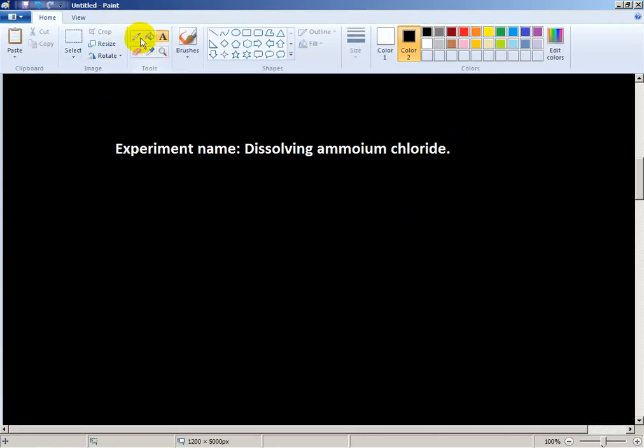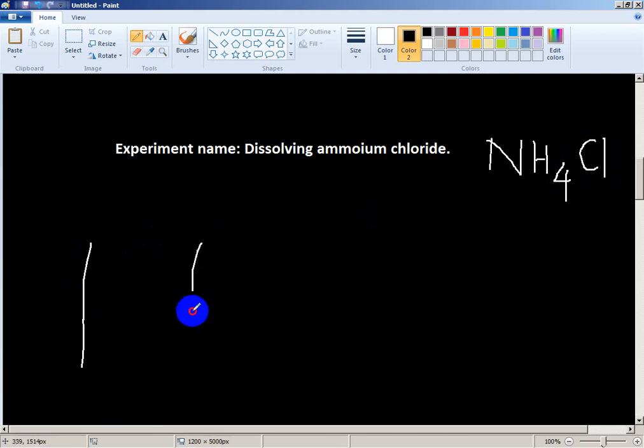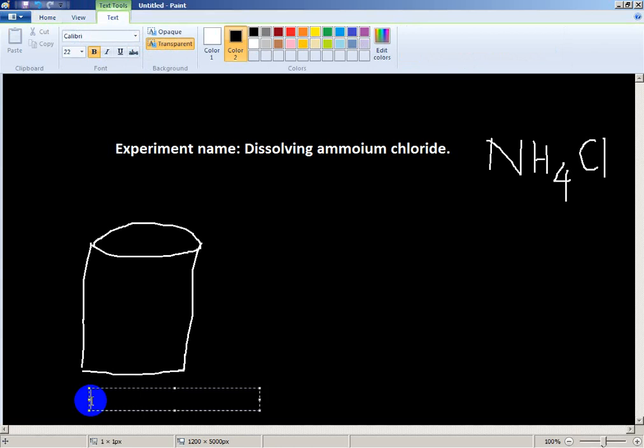Okay, you know this is ammonium chloride. When ammonium chloride is dissolved in water, heat is affected. For this reason you need a beaker for this experiment. This one's name is beaker. You need a beaker.